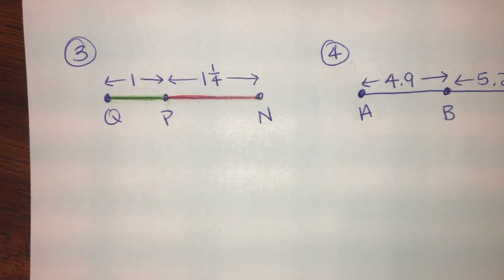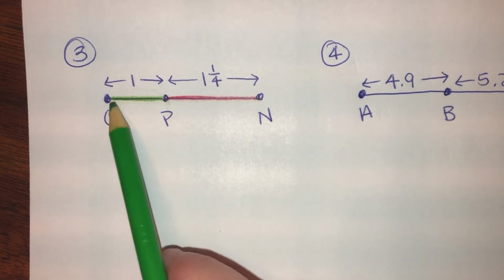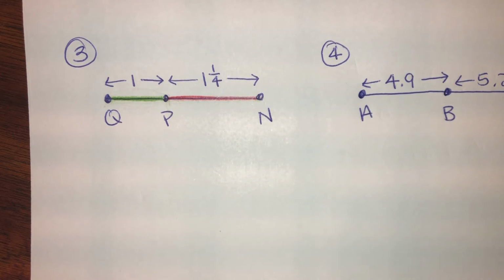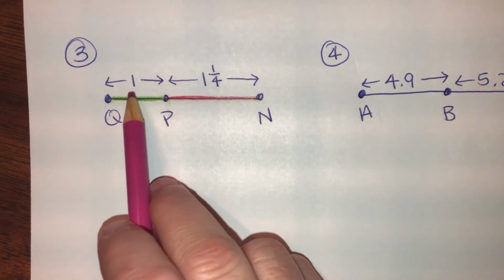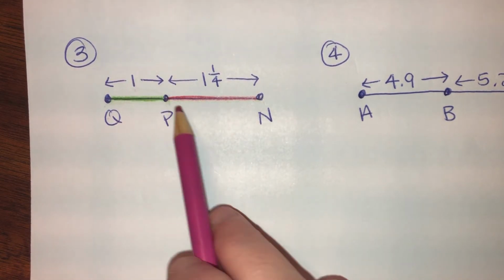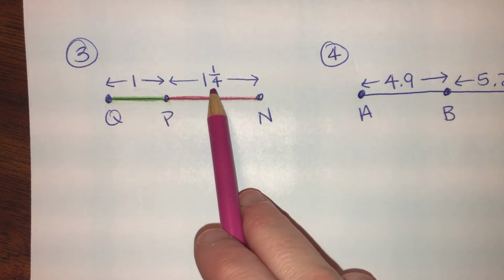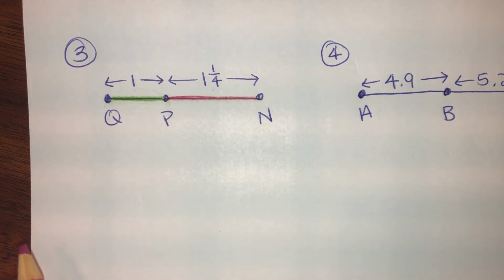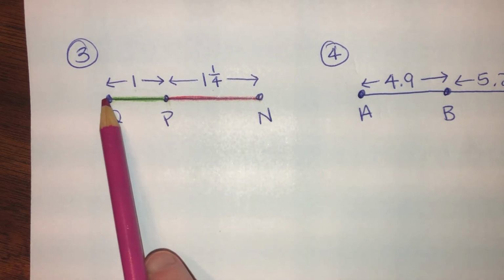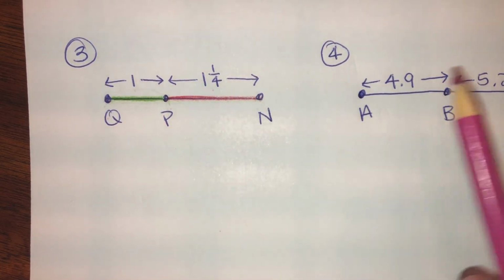I don't know if that helps at all, but I'm a visual learner, so I have to use colors. Here, I took QP and colored it green, and PN I colored a pinkish color. It tells us that QP is 1, I think it says centimeters. So this is 1 centimeter, and P to N is 1 1/4 centimeters. It asks us to find the length of NQ. From N to Q is the same thing as QN, right?